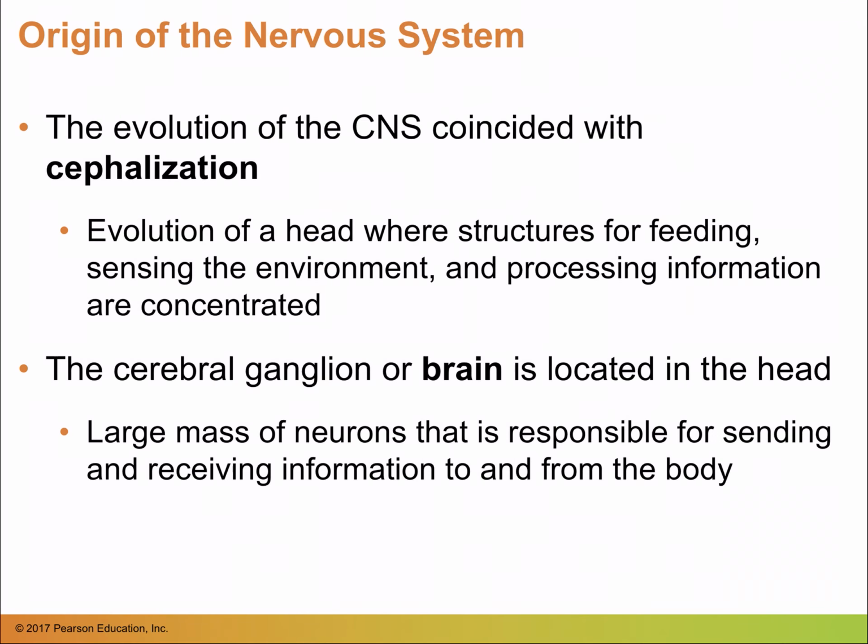So the evolution of a central nervous system, an integrating center, came along, and following that was the evolution of the head, where we've got sensing the environment and processing information. Located in there is the cerebral ganglion, or the brain, which is a large mass of neurons responsible for sending and receiving information to and from the body. So it's a major integrating center, concentrated in the head, which again is a very important adaptation. Very good to have that level of complexity.